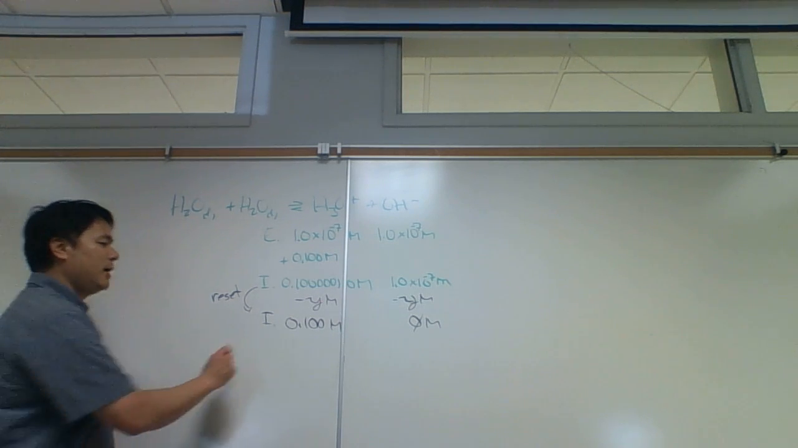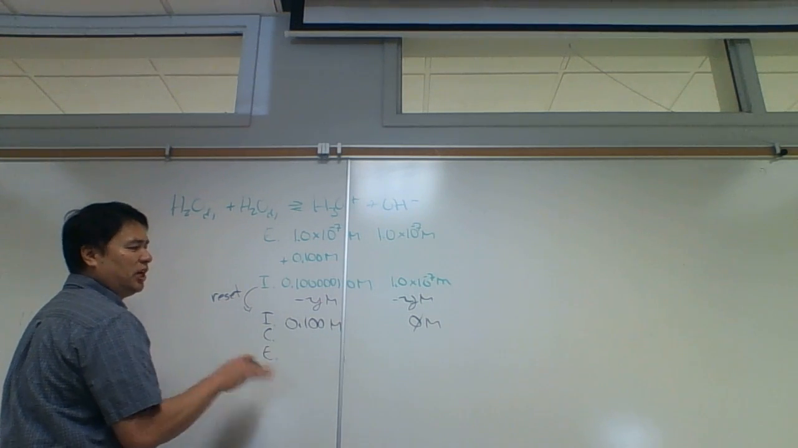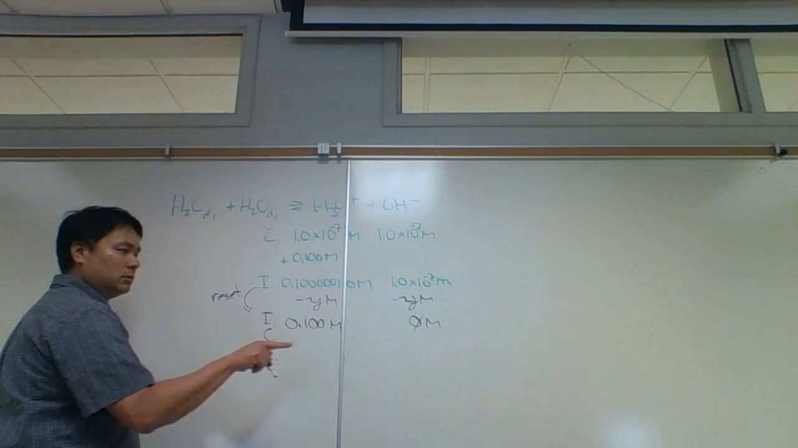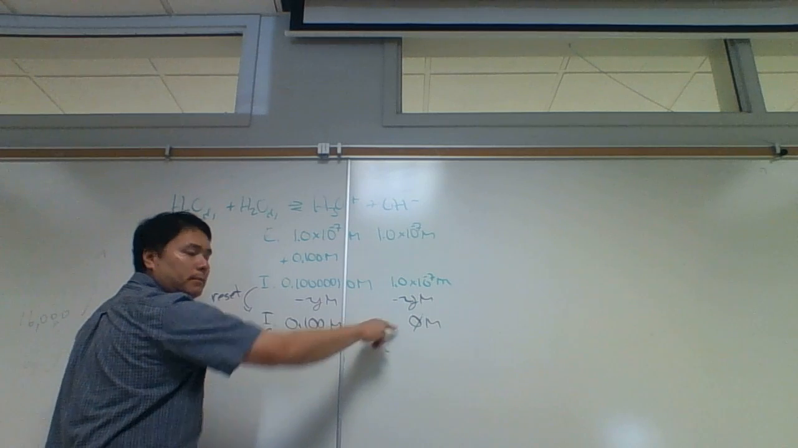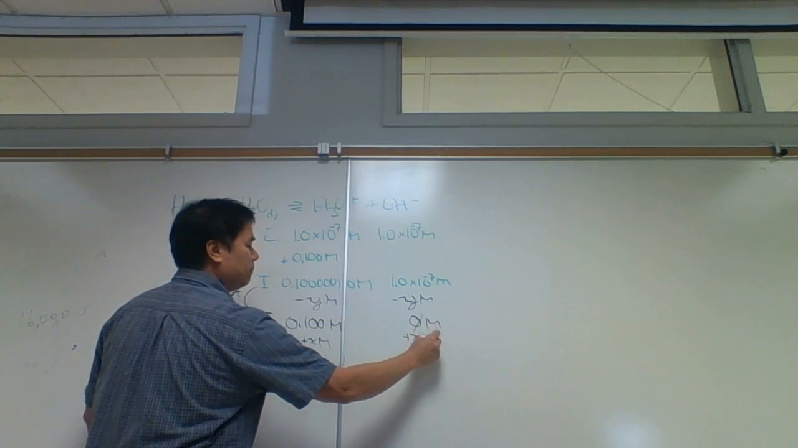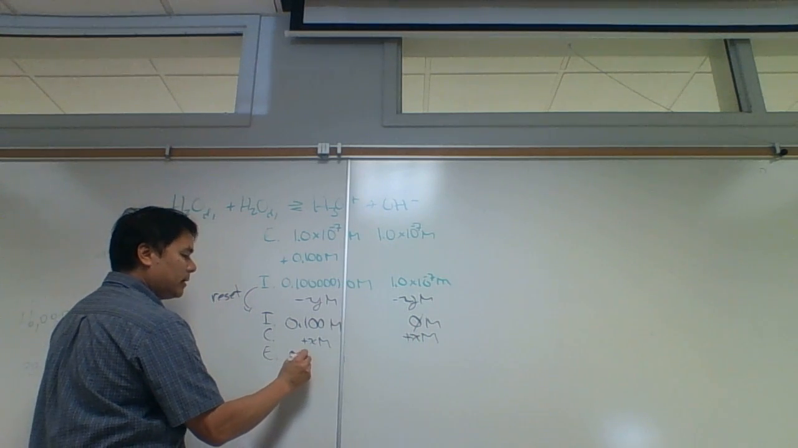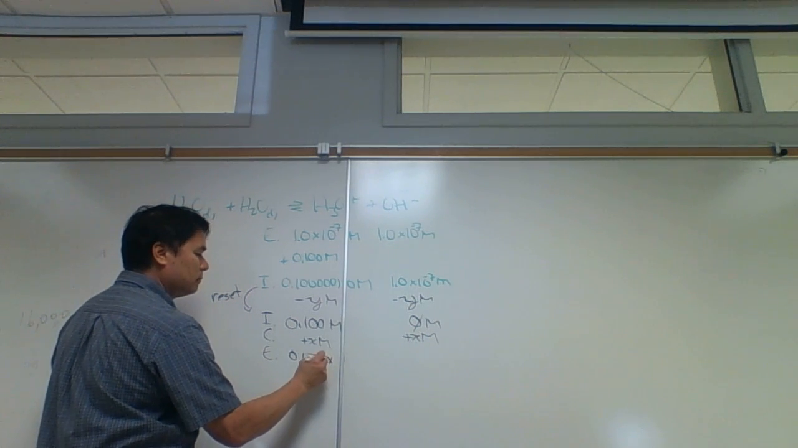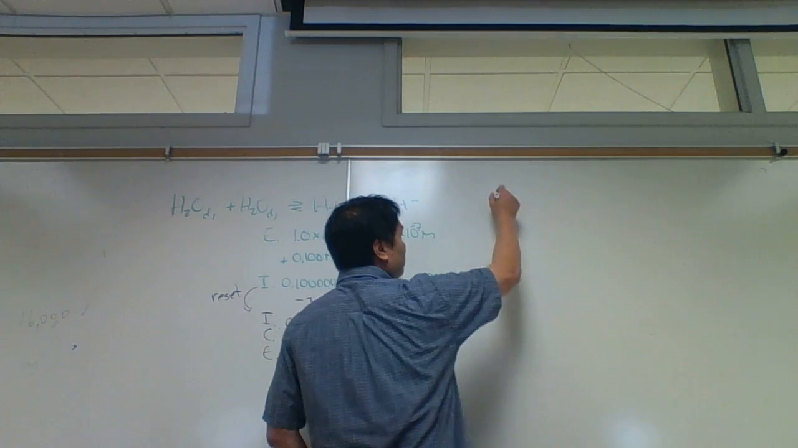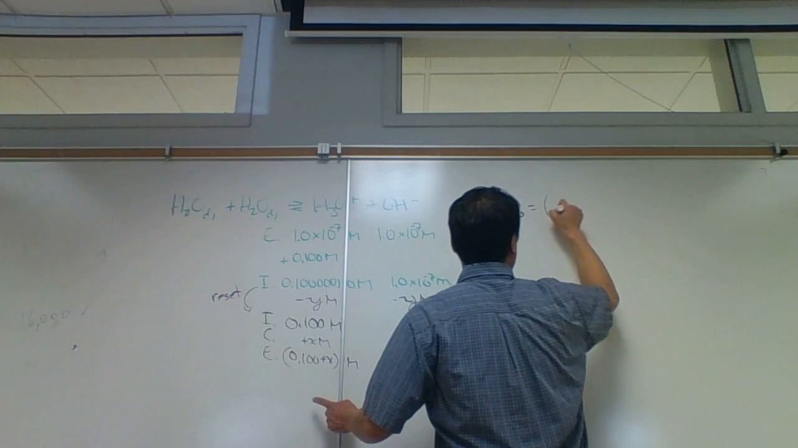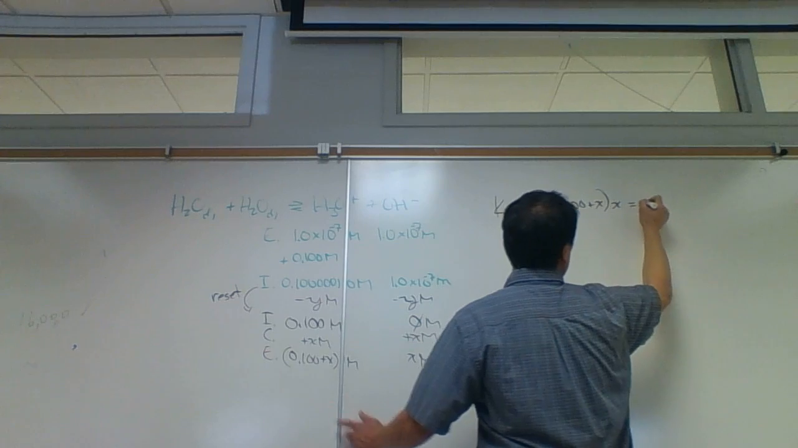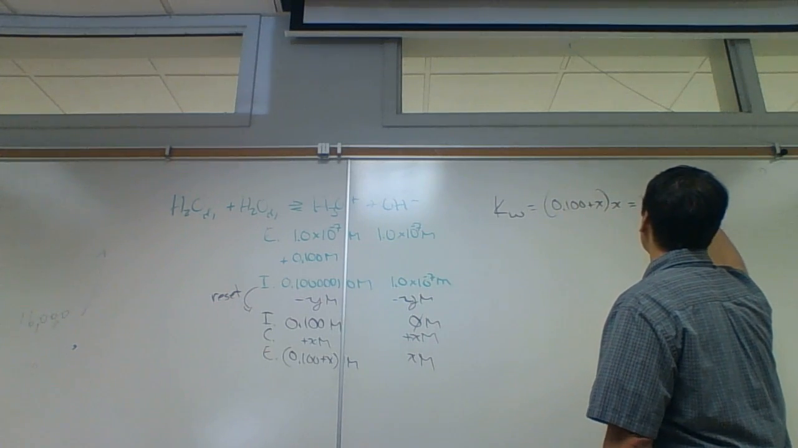Okay, now let's do the math. Here the change is going to be to the right or to the left? To the right, because there's 0 here. And so this is going to be plus X molar, plus X molar. And so at equilibrium, I'm going to have 0.100 plus X molar, and over here I'm going to have X molar. And so Kw is going to equal (0.100 plus X) times X. This is equal to 1.0 times 10 to the negative 14.